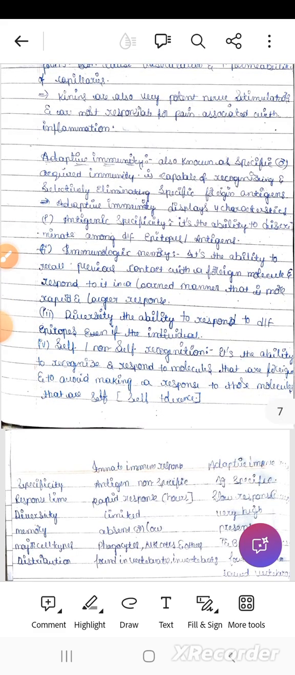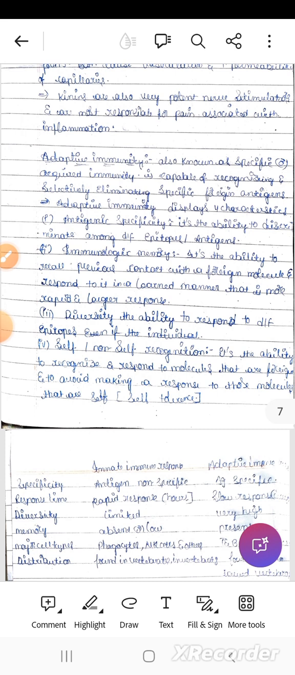First one is the innate immunity and second one is the adaptive immunity. Adaptive immunity, also known as specific or acquired immunity, is capable of recognizing and selectively eliminating specific foreign antigens. Adaptive immunity displays four characteristics.